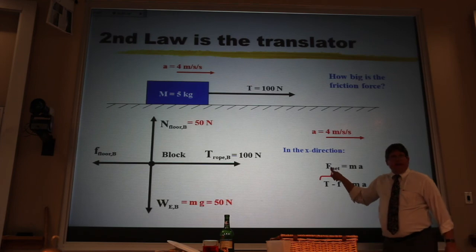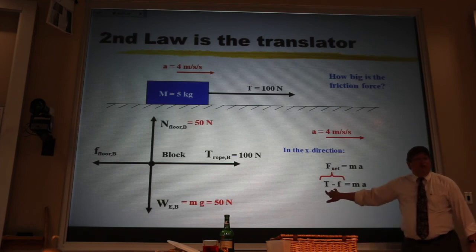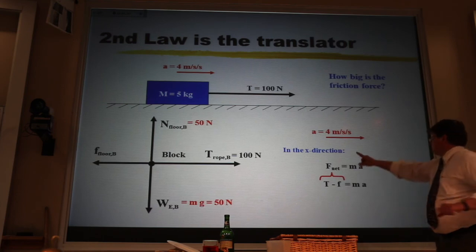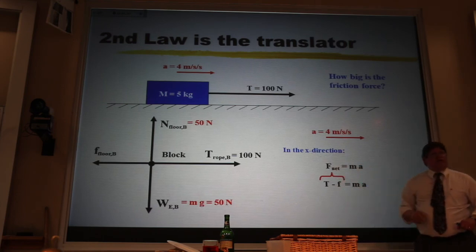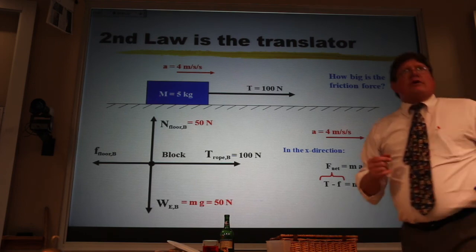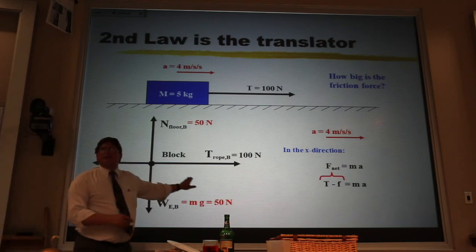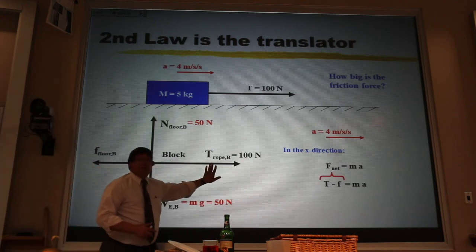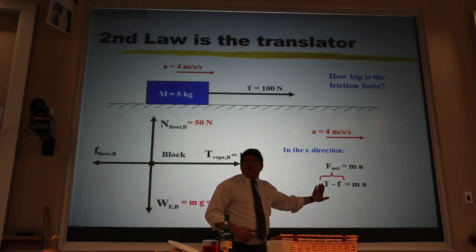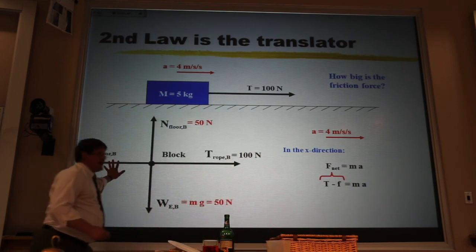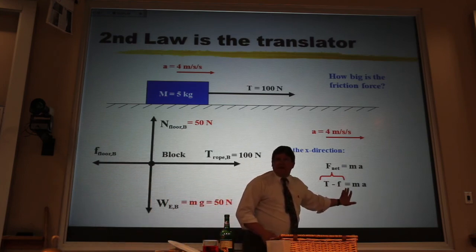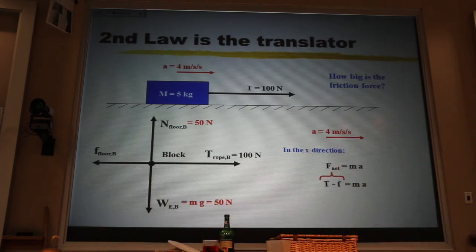The net force is just the sum of all the forces. You add them up. And since I'm doing it in the x direction, I add up the forces that are in the x direction. Well, Greg, your mouth says you're adding them, but your PowerPoint says you're subtracting them. No, it doesn't. I'm adding them as vectors. Because this one's to the right, I add it as a positive number. Because this one's to the left, I add it as a negative.